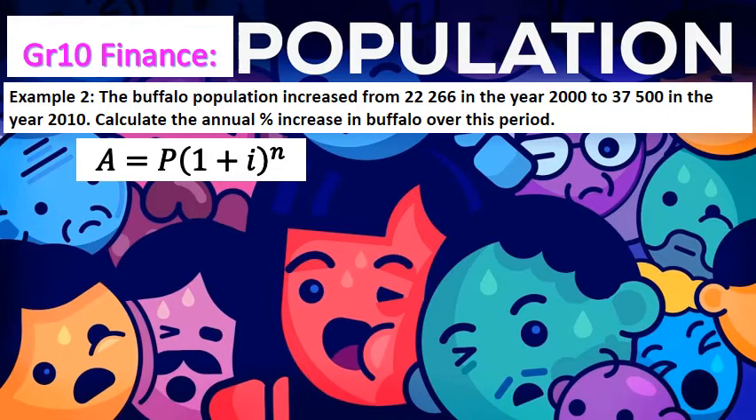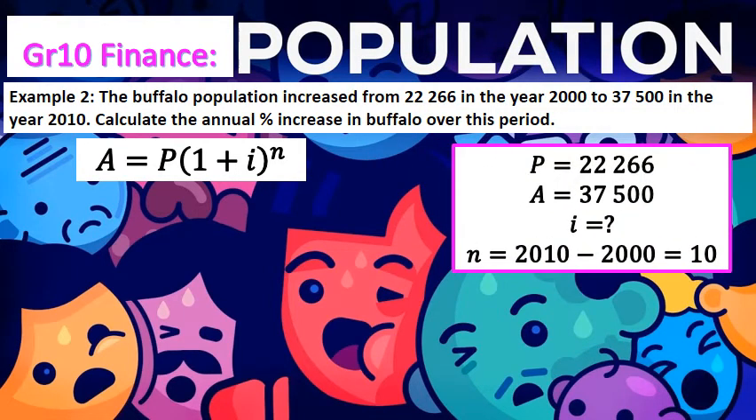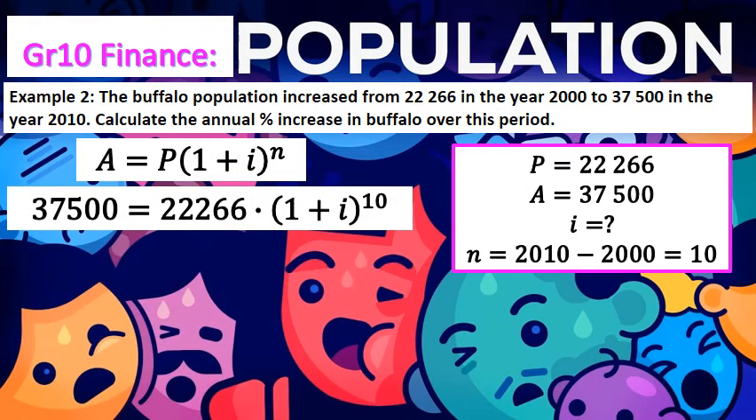So let's jot down what we've been given. The principal population amount, the original population that grew, was 22,266, and then the final amount, the bigger version of the population after it had grown, was 37,500. The I, that's the population percentage increase, that's what we're looking for. And the N was not given to us directly, but because we knew the years, 2000 and 2010, we can subtract those two to realize that we're dealing with a 10-year period. So now we're going to plug all that information in.